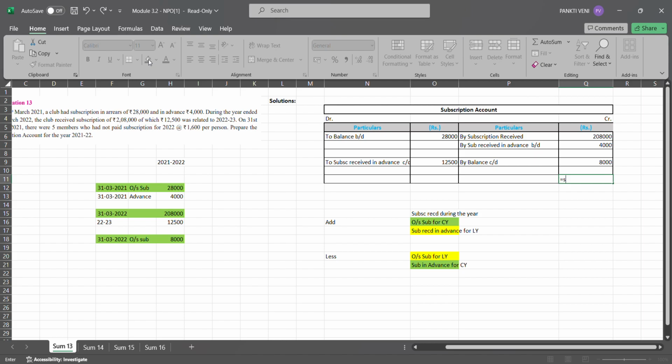Now I'm supposed to balance it off. I've completed all figures and noted down everything. 2,20,000 minus 28,000 minus 12,500, I'll get 1,79,500. This amount I'll take to the income and expenditure account. This is my balancing figure.